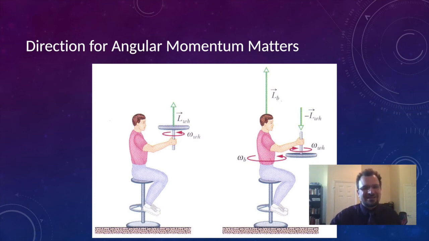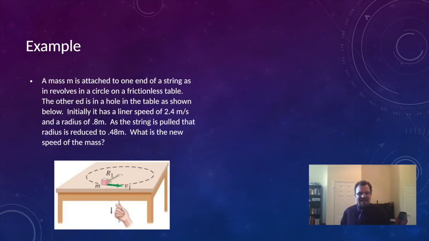So let's do an example with this. A mass M is attached to one end of a string that's going around in a circle on top of a table. And the other end is in a hole in the table that's shown below. So it's spinning around, linear speed 2.4 meters per second, and then some joker is underneath the table pulling on that string, which is reducing the radius. So what happens to the speed of the mass?